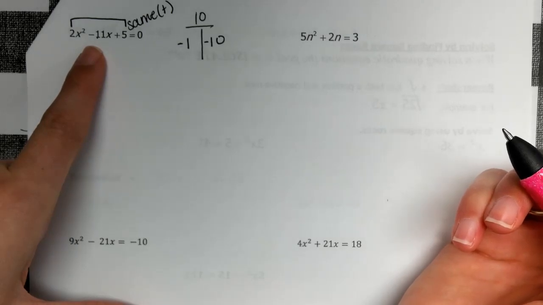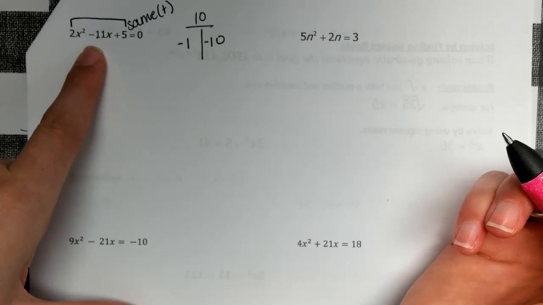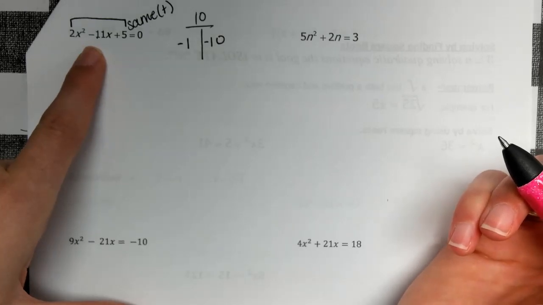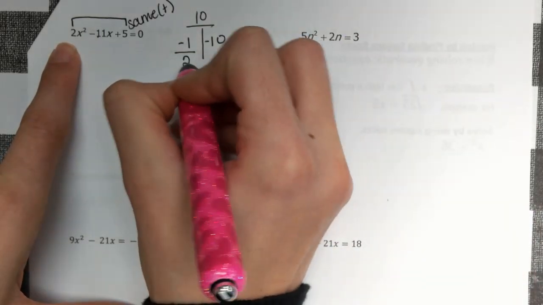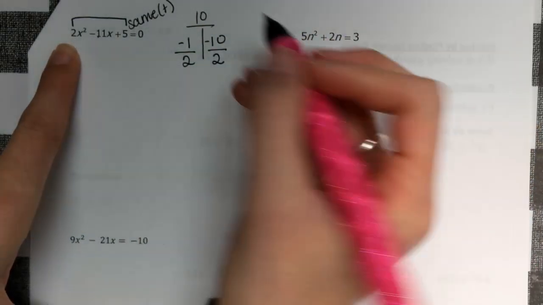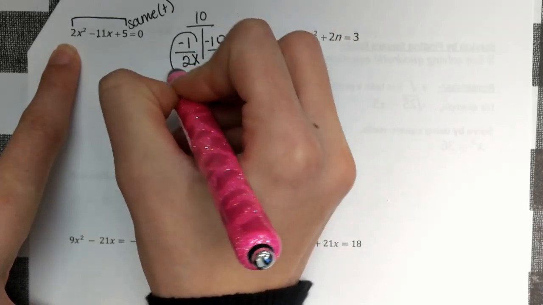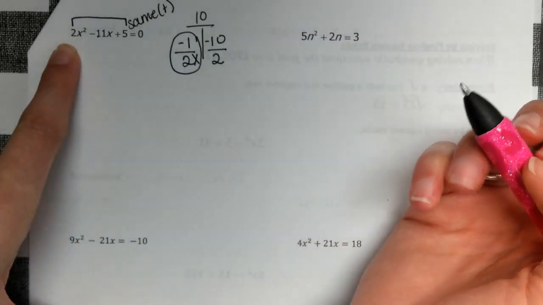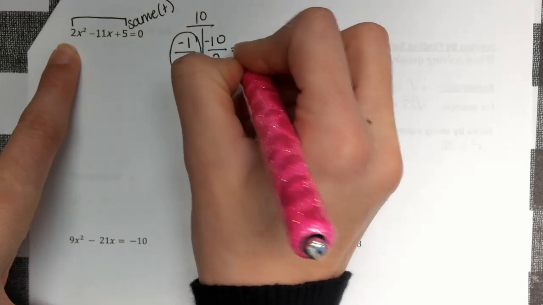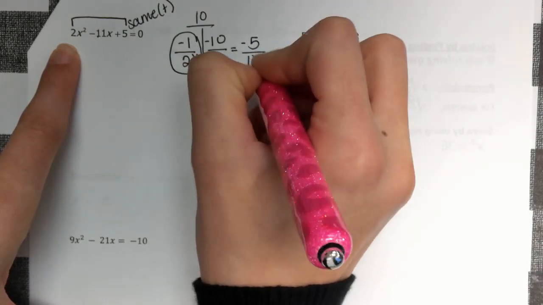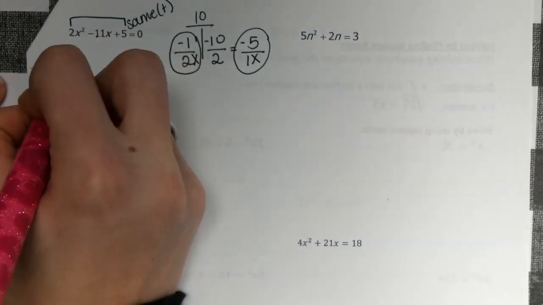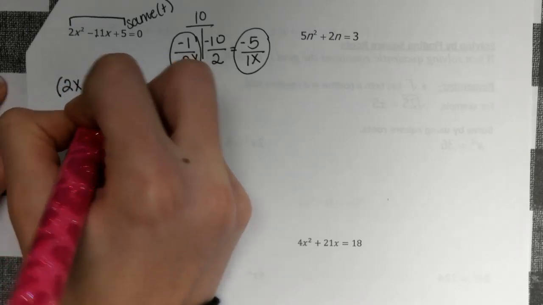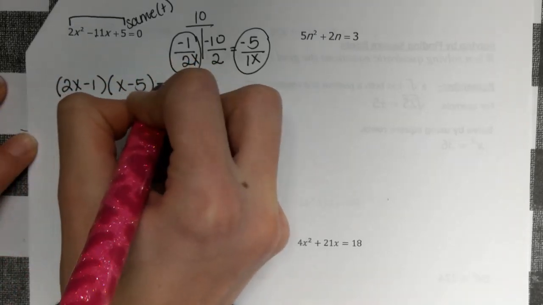Can I just do x minus 1, x minus 10? No, because I would never get a 2x squared there. So I need to divide by 2. Negative 1/2 is already simplified. Bottom takes the x. Negative 10 divided by 2 gives me negative 5. Put it over 1. Bottom takes the x. So that leaves me with 2x minus 1 times x minus 5 equals 0.